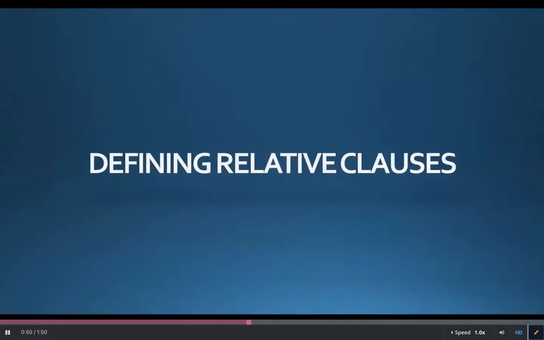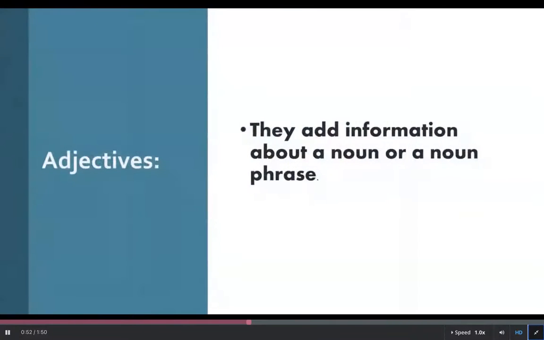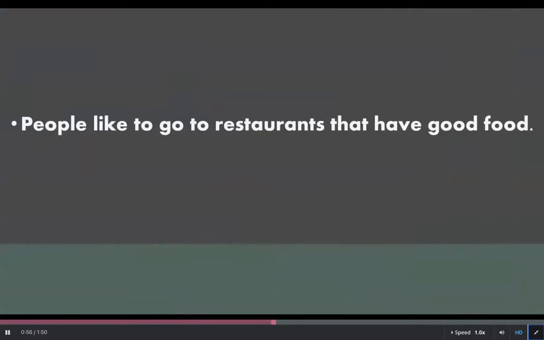Defining relative clauses function like adjectives because they add information about a noun or a noun phrase. They must always immediately follow the noun they describe. They give essential information about the noun. People like to go to restaurants that have good food.